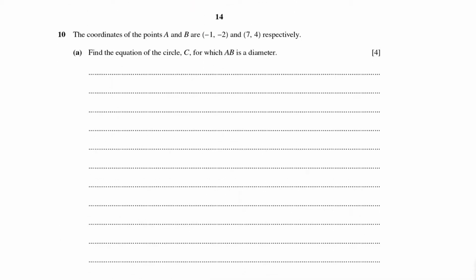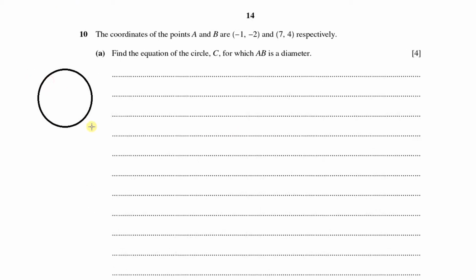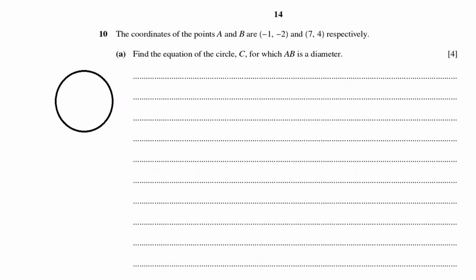The coordinates of the points A and B are -1, -2 and 7, 4 respectively. So on A, find the equation of the circle C for which AB is a diameter. So we have a circle here, and we are hearing that we've got 2 points forming a diameter. So one of the points is -1, -2, and the other one is 7, 4. So we should be having the center here, which I want to call C.